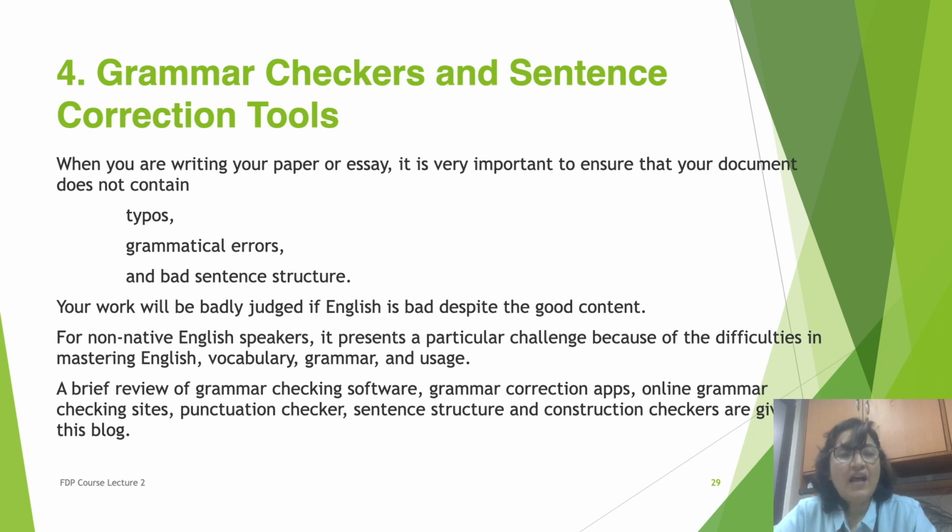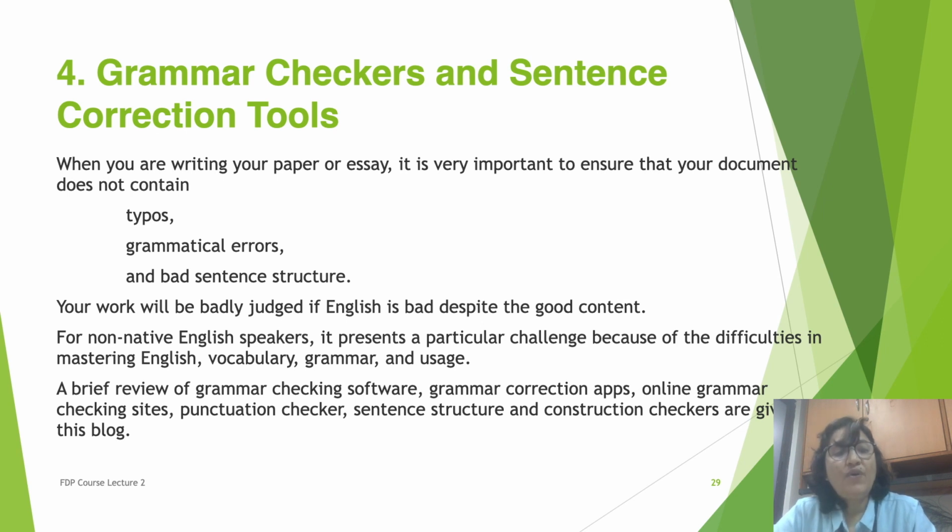Okay, so this is the last tool which we will be discussing. When you are writing your paper or essay, it is very important that your document does not contain typos, first of all, grammatical errors and bad sentence structure. There are other important things also, like how long your sentence should be, right? Normally 7 to 8 words per sentence is the ideal construction, which a person can read without any confusion. Your work will be badly judged if the English is bad, despite the content being very good.